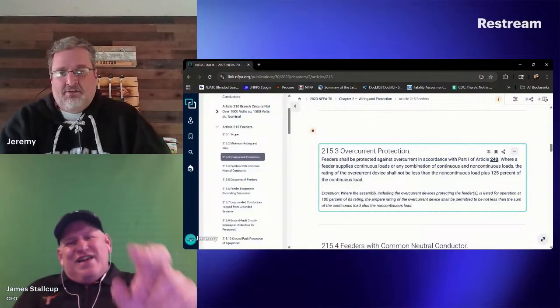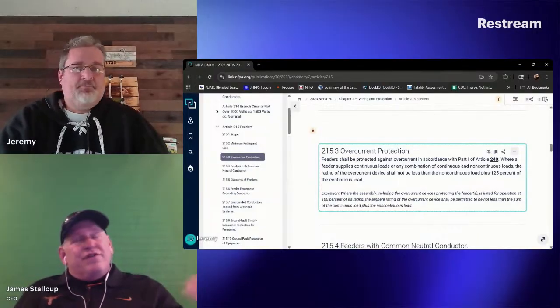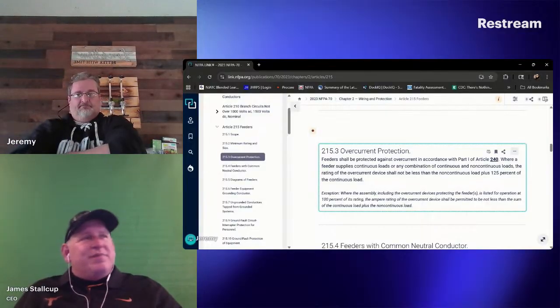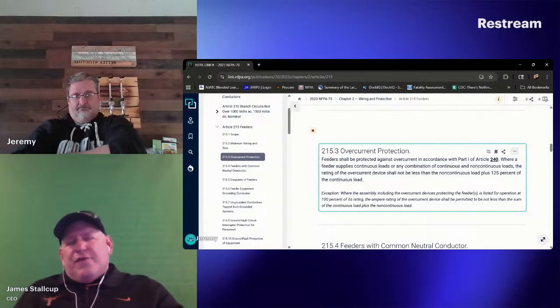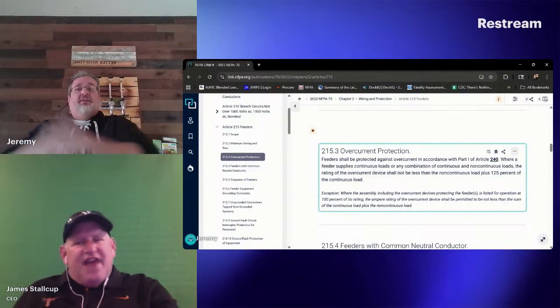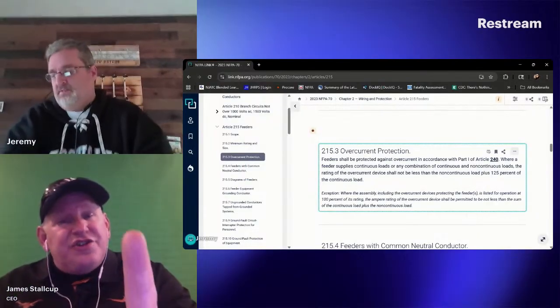When you do the calculation and size that conductor over in 215.2A1 for a feeder, or branch circuit 210.19A1, or service 230.42A1, I calculate everything at 125% for continuous, 100% for non-continuous. Doesn't matter if I'm sizing the conductor or the overcurrent device. Okay. That's done. Yes, that's right. Thank you.